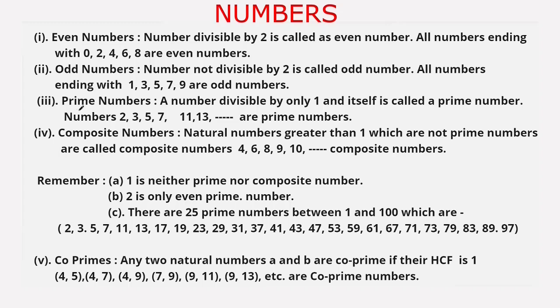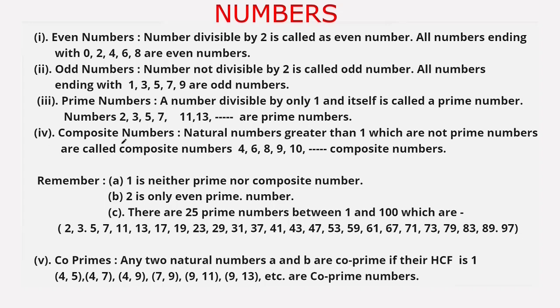Part 3 is prime numbers. A number divisible by only 1 and itself is called a prime number. Examples of prime numbers are 2, 3, 5, 7, 11, 13, and all those numbers which are divisible by only 1 and itself are prime numbers.